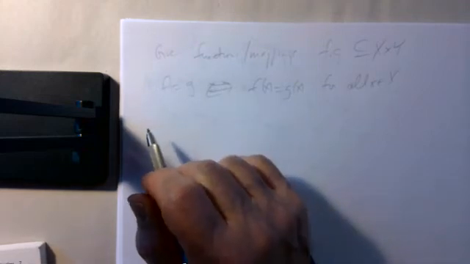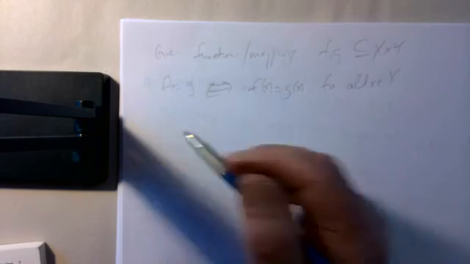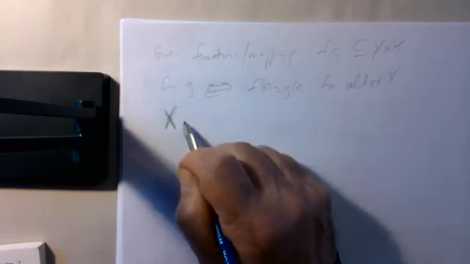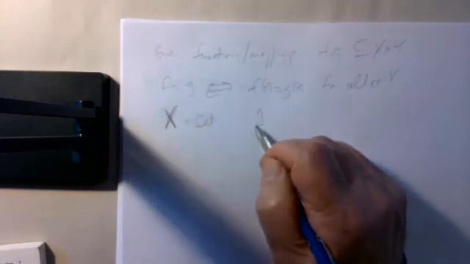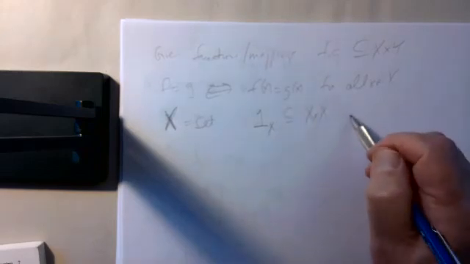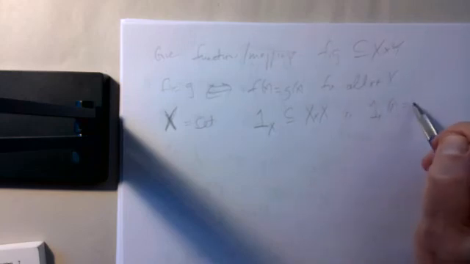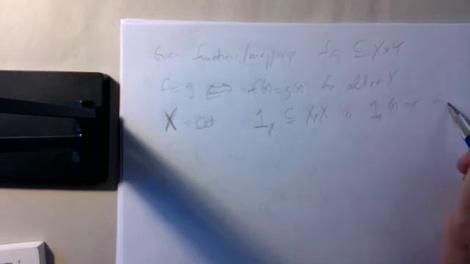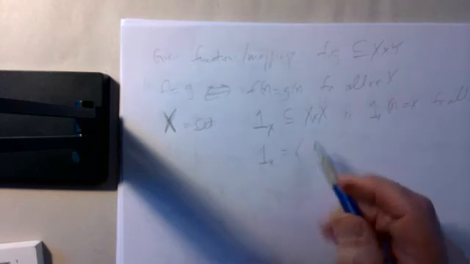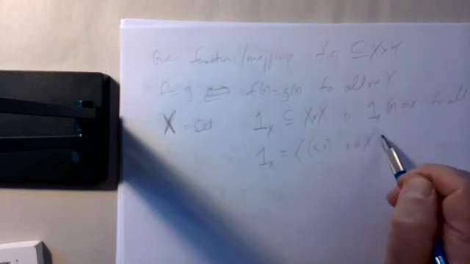And one particular mapping, which you know very well, is the identity function. So if we have a set X, the identity function from X to X is the function defined by 1 of X equals X, it sends X to itself for all X. So as a set of ordered pairs, this is the set of ordered pairs X comma X for X in X.